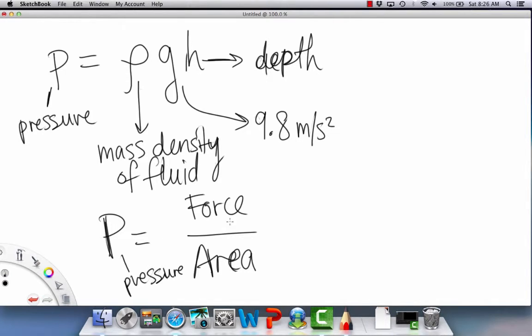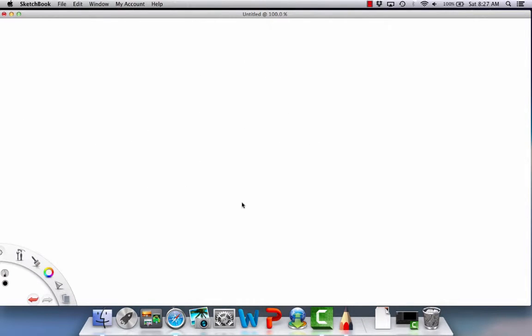And on the other hand, if you keep your force constant and you increase the area, so your denominator is getting bigger, then the overall fraction or quantity for pressure is going to go down. So anyways, that was kind of a side note. All right, so now I want to go over something else.